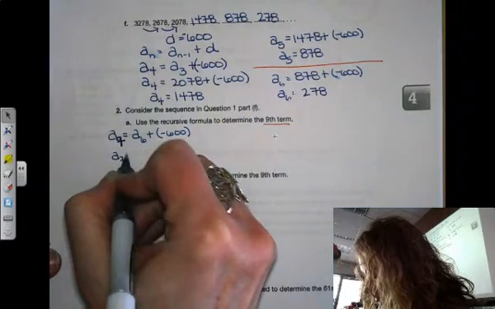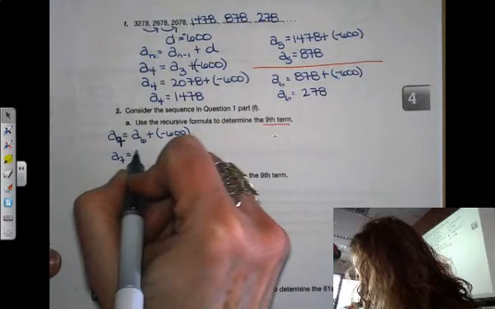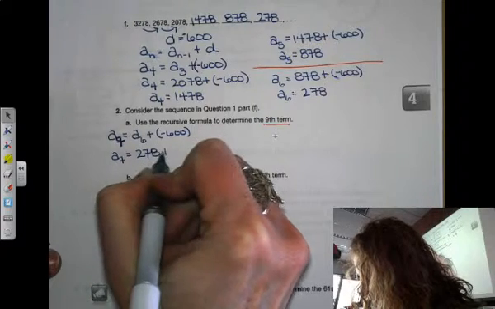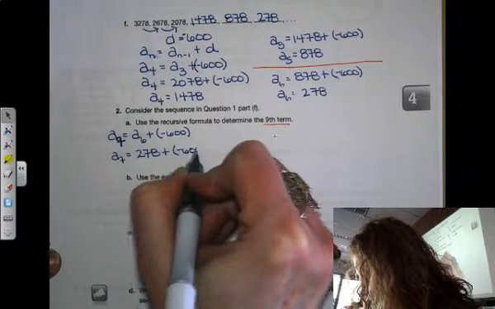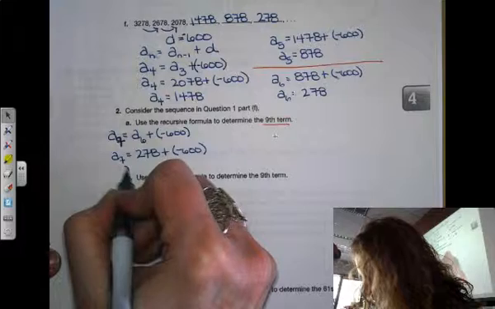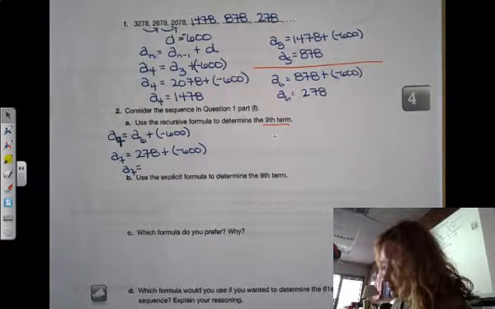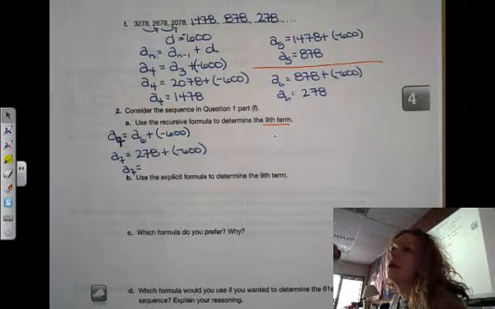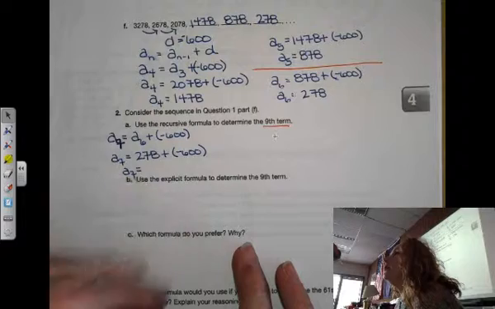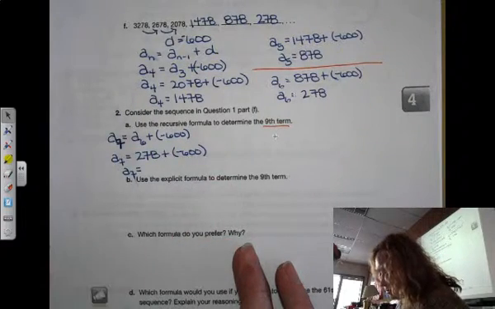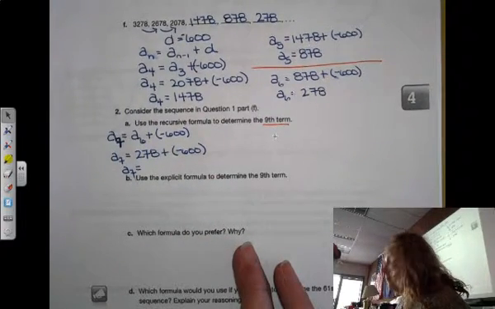So what was the 6th term? 278 plus negative 600. So we get what? Negative 322. Somebody check me.